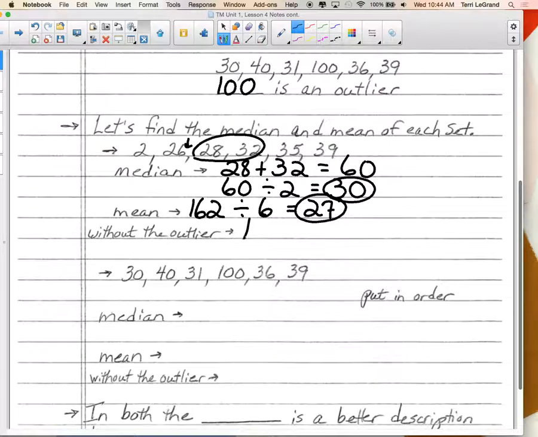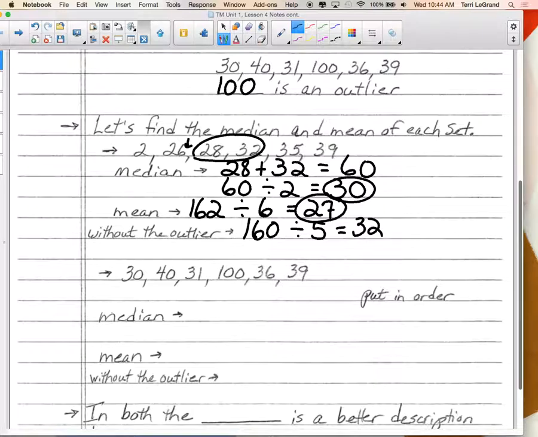So what's the sum without the 2? 160. So without the outlier, there's not 6 pieces anymore because we ditched the outlier. So how many are there? 5. So we're going to divide by 5 this time. So tell me, what's 160 divided by 5? Tyler? 32. Okay.